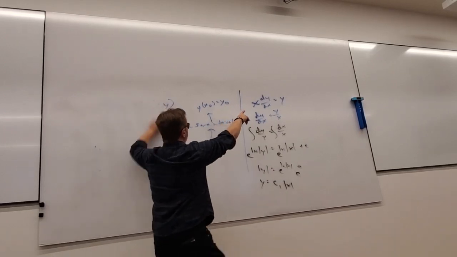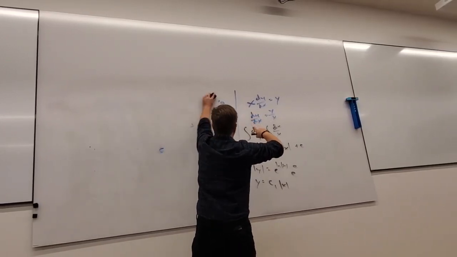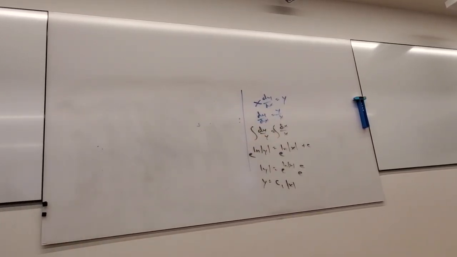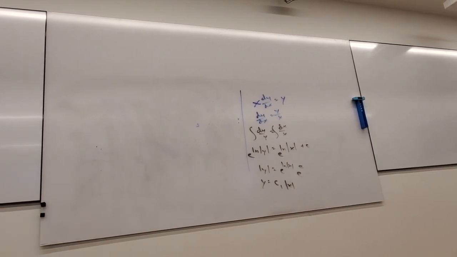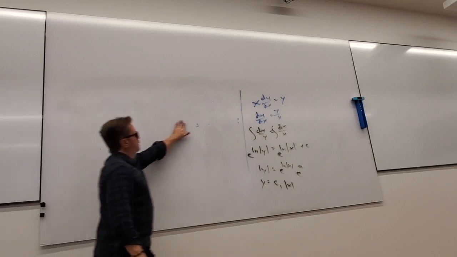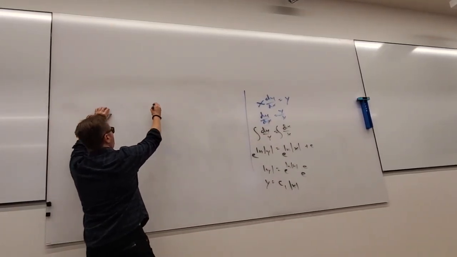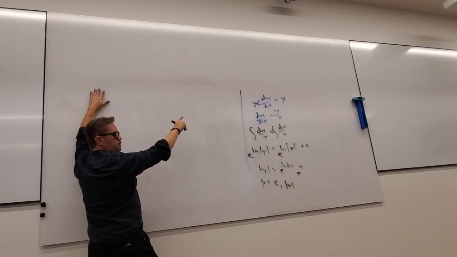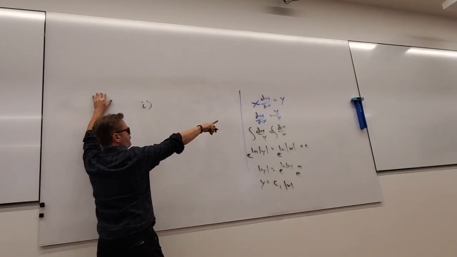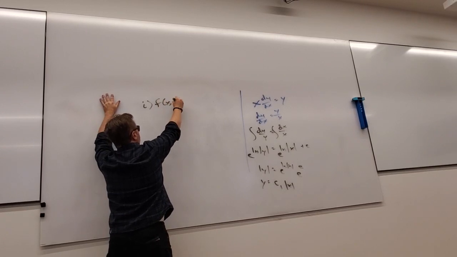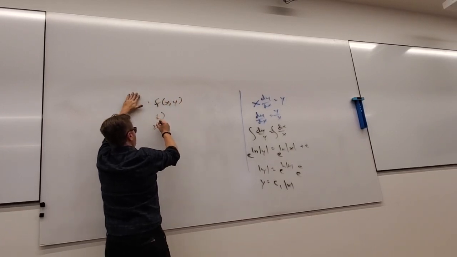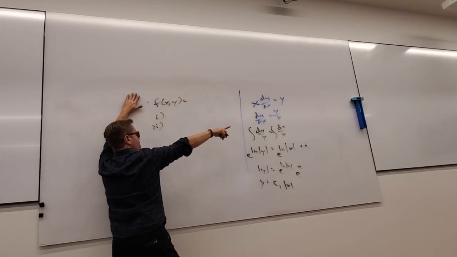By the way, real quick, what are the two checks for existence and uniqueness? What's f of x, y in that problem? F of x, y is y over x.